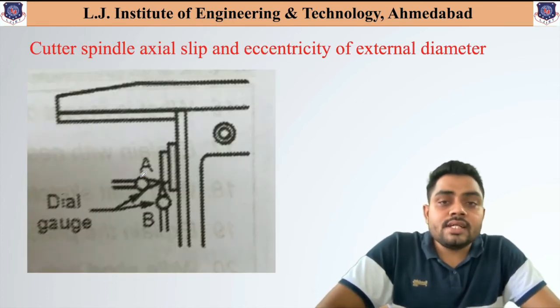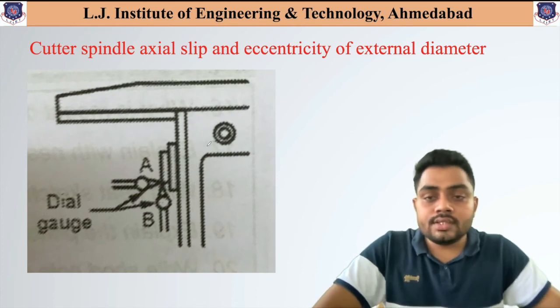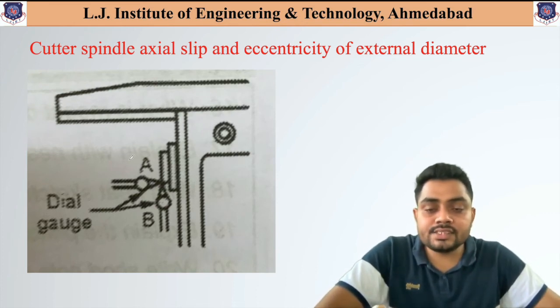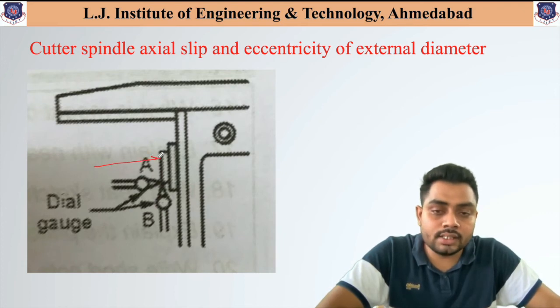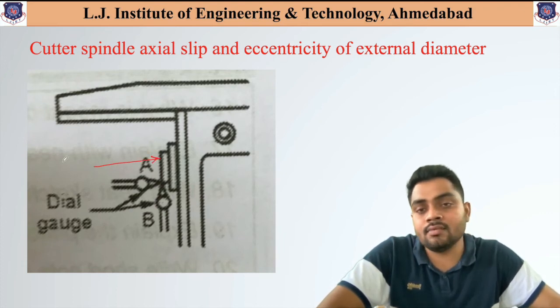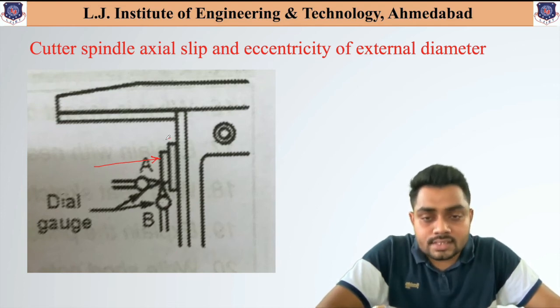Now the next one is to check the cutter spindle axial slip and the eccentricity of the axial external diameter. That means, on this spindle, the spindle is fixed. We know that this spindle or the arbor is entirely fixed over here. On this spindle only we are fixing our component. So now, to check if this spindle section is not eccentric.